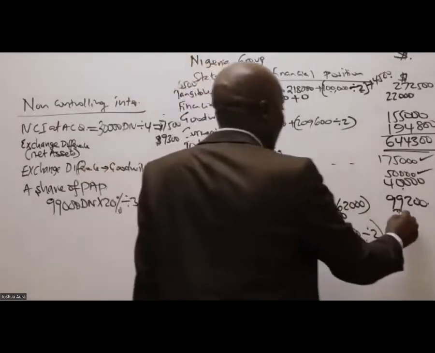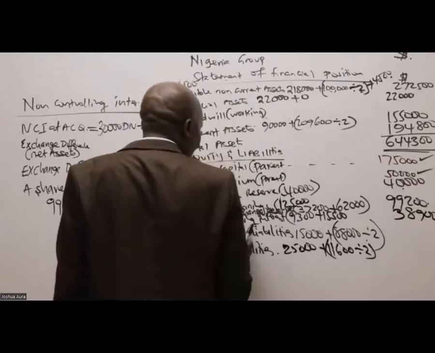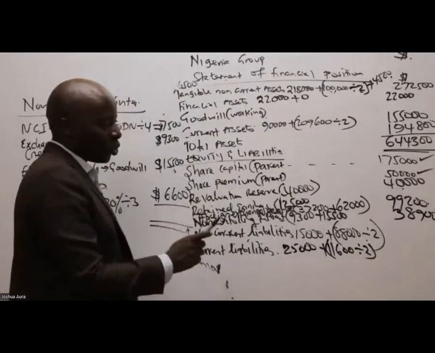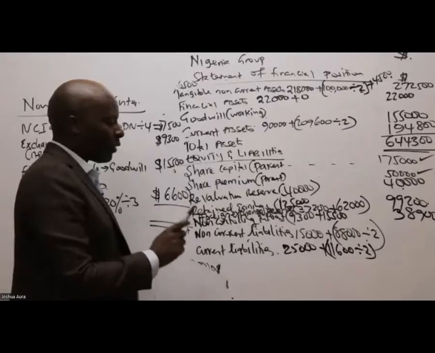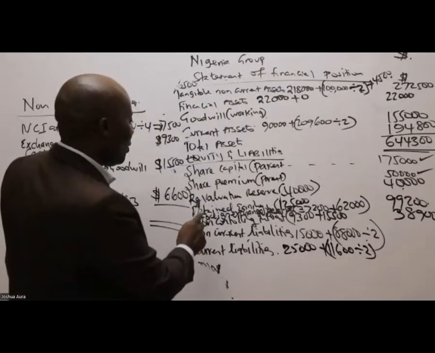38,900. So remember, this is a permanent source of what here? Capital. This is a permanent source of capital. Now from there, the last one that you're supposed to come and pick is the retained earnings.